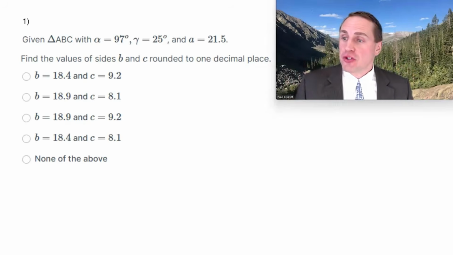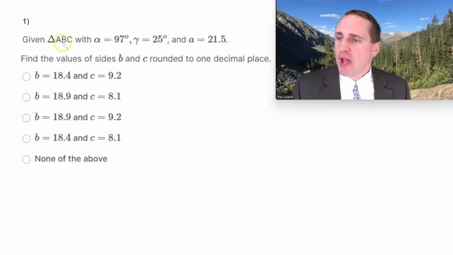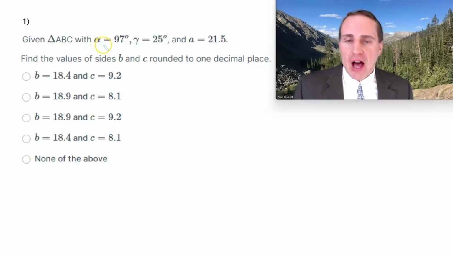Okay, so here we have question 1. Given triangle ABC with angle alpha 97 degrees, gamma 25 degrees, and lowercase a equal to 21.5. Find the values of sides B and C rounded to 1 decimal place.